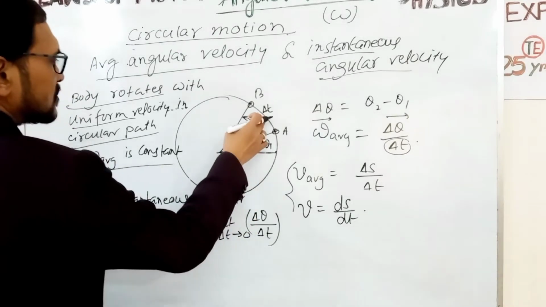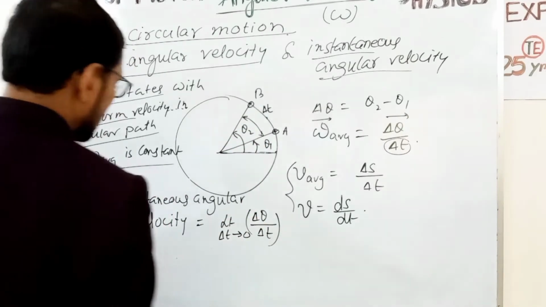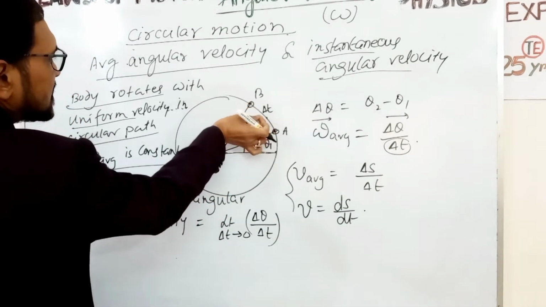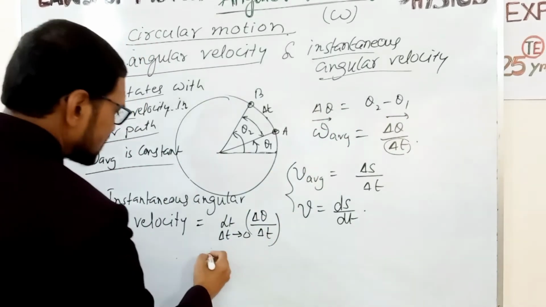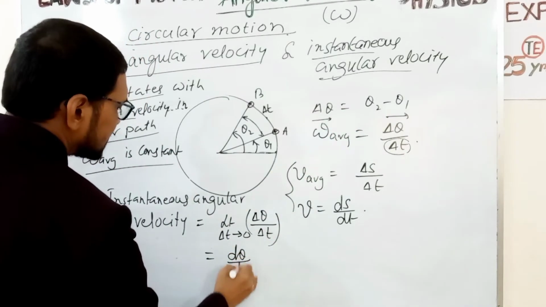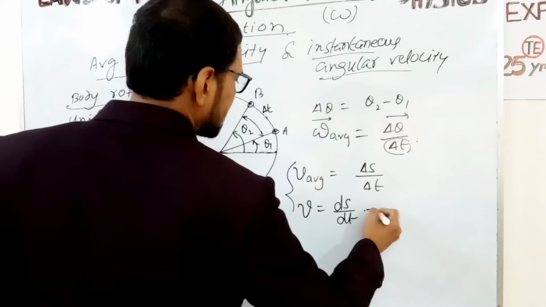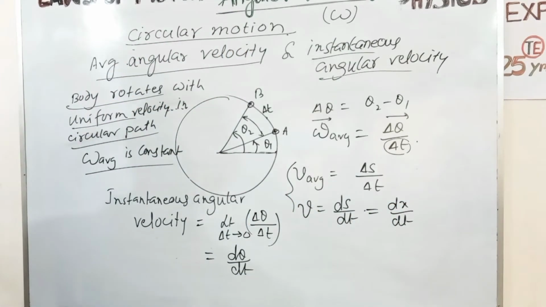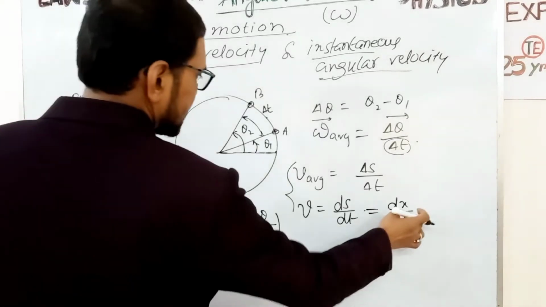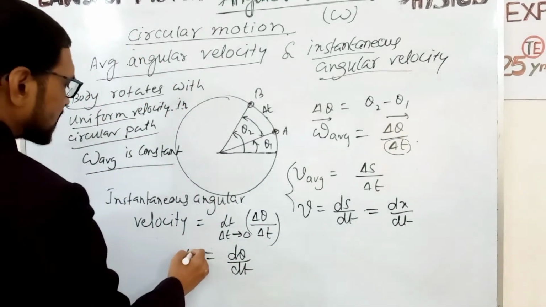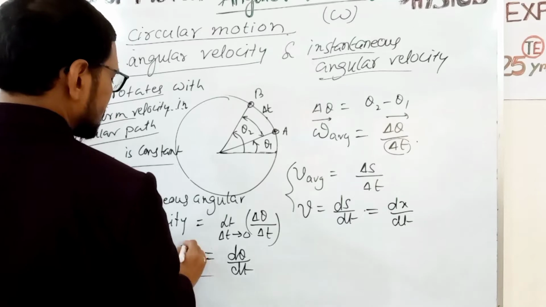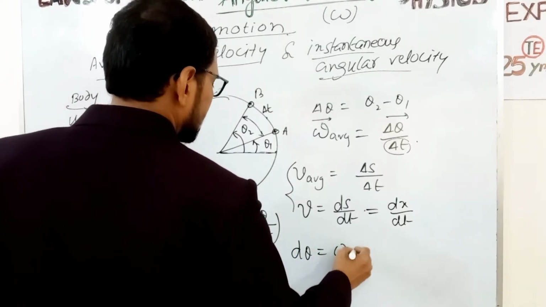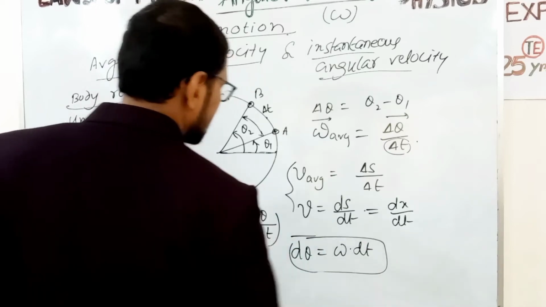That is, at a particular moment, the angular velocity is called instantaneous angular velocity. For a particular moment, del t should tend to 0. This is called d theta by dt, like simply ds by dt or dx by dt, as we calculate for linear velocity in kinematics. Here it is d theta by dt. So omega equals d theta by dt. This is called instantaneous angular velocity. Now d theta equals omega dt. So these are the relations.